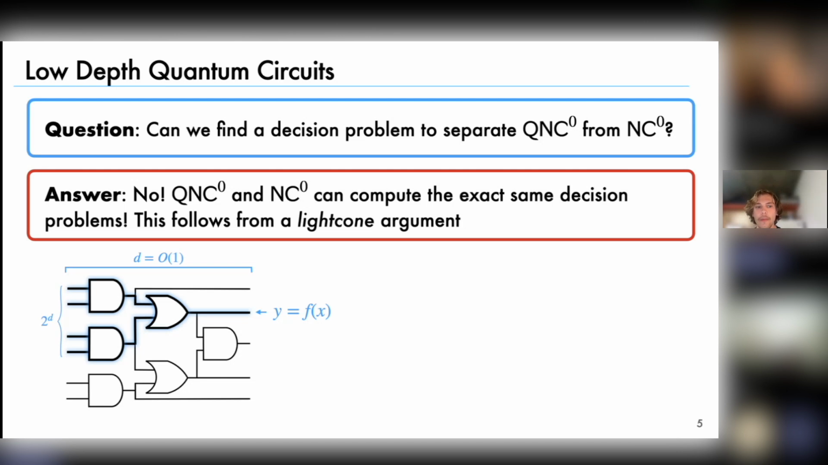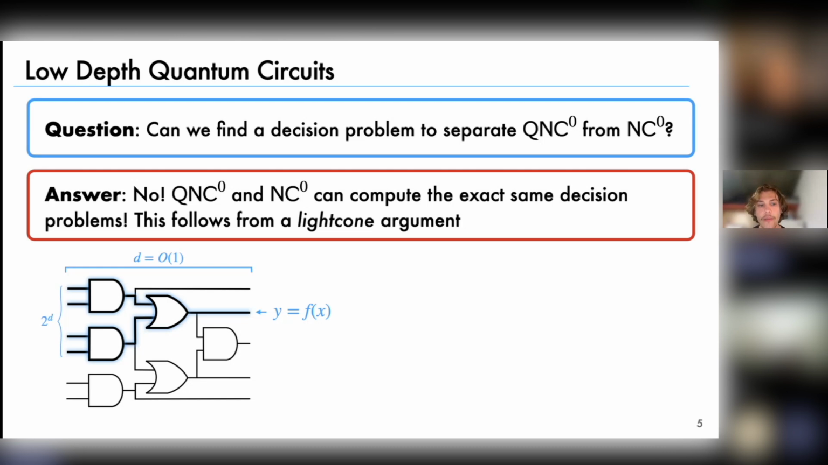If the circuit has depth d, then what we can do is start at the output node, or the output wire of this circuit, and just trace backwards. Every time we encounter a gate that touches this wire, we pick up the wires that fed into that gate. And so we have this growing collection of wires as we traverse backwards through the circuit. But in NC0, the fan-in is bounded, meaning that the number of wires going into any gate is at most 2. So every time we encounter a new gate in this process, we grow the number of wires we have by at most a factor of 2.